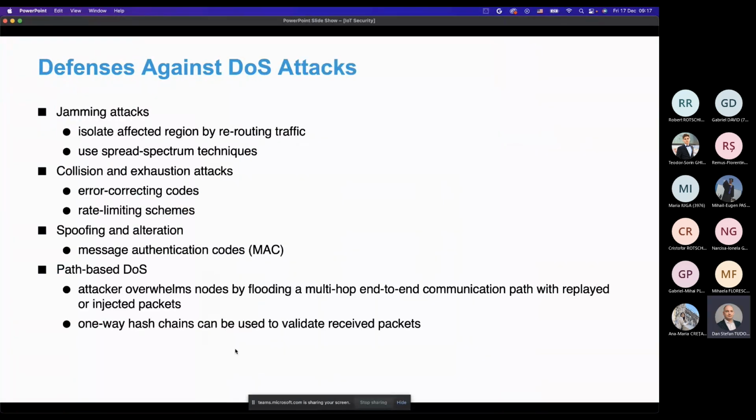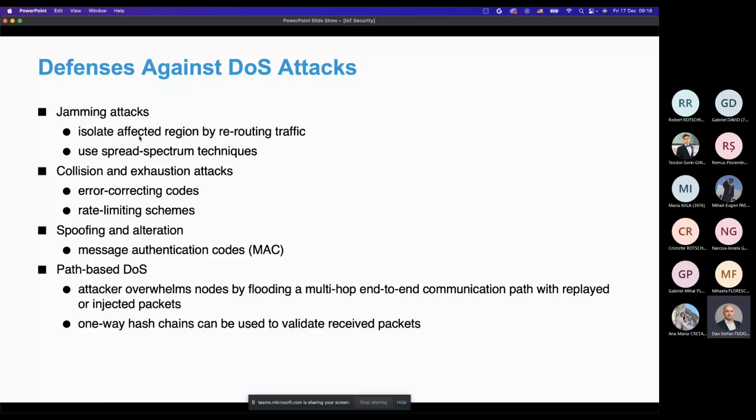How do you defend against distributed denial of service attacks? Unfortunately, these are quite common and require effective measures to prevent them from spreading throughout the network. For example, whenever a jamming attack is detected or suspected, the sensor network can attempt to isolate the affected region by routing traffic around the disabled parts of the network.